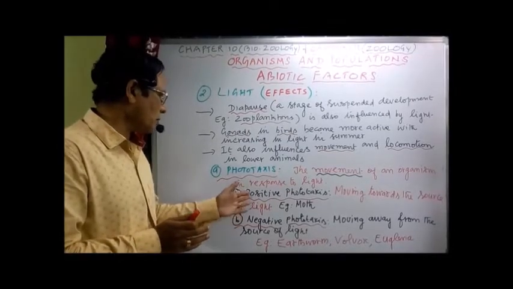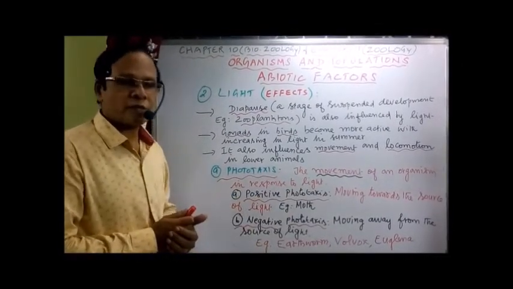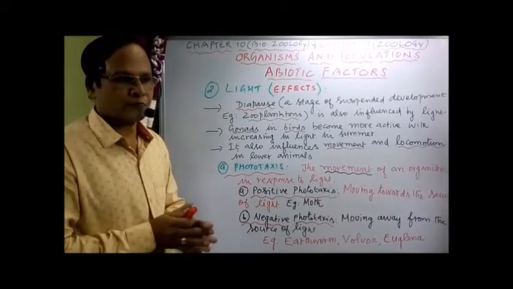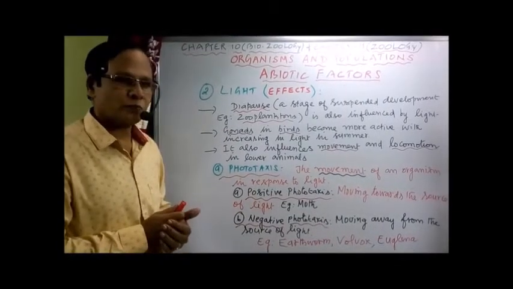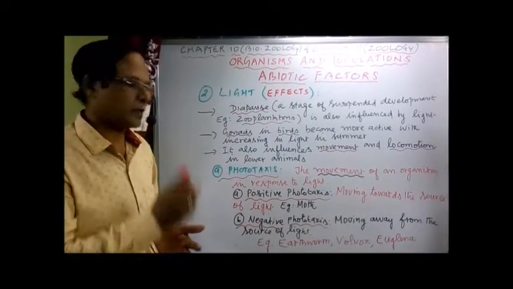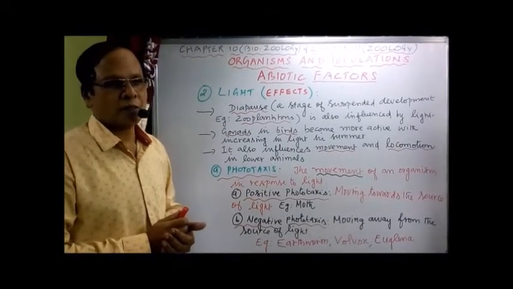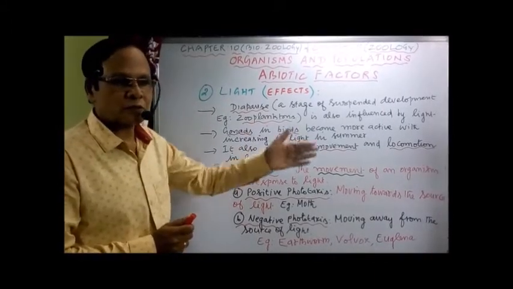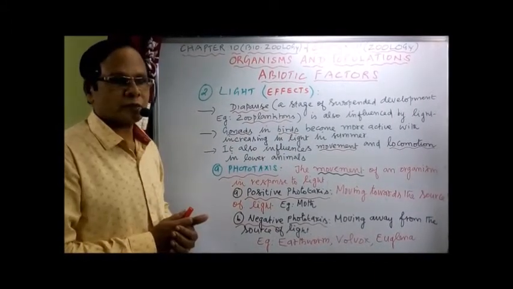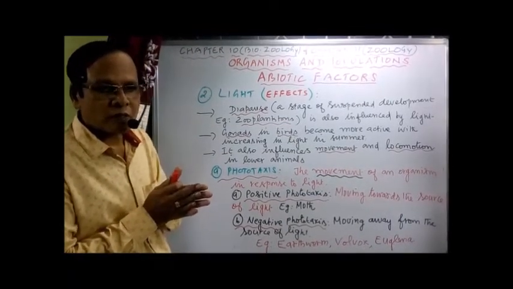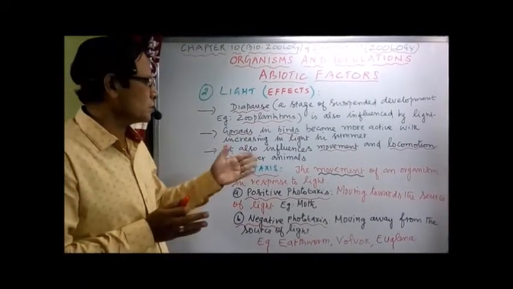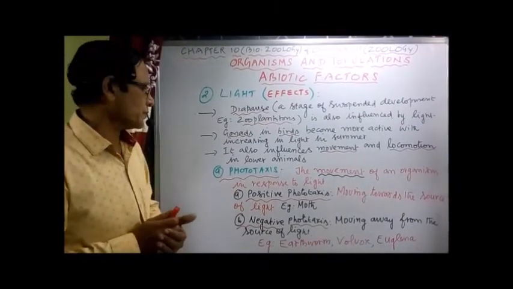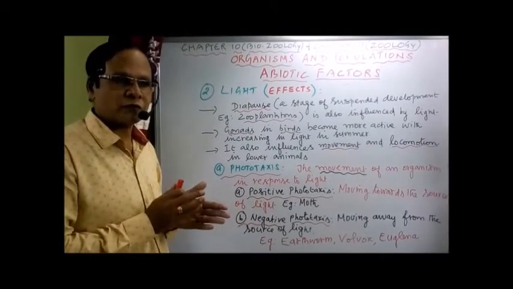It may be positive phototropism, as in the case of, for example, the sunflower. Its part, the stem, is moving towards the light source. That's called positive phototropism, moving towards the light. In negative phototropism, the part of the plant body is moving away from the light source. For example, roots are negatively phototropic. So that's about tropism and taxis, the differences.